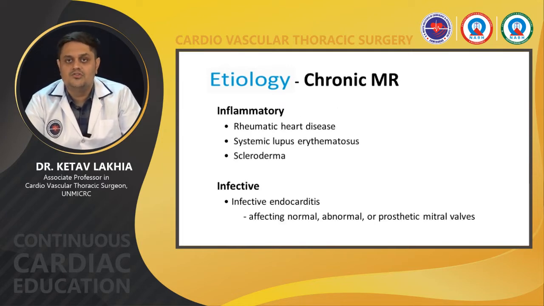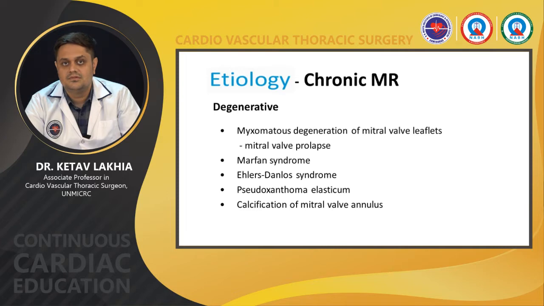Now coming to the etiology of chronic MR. It may be inflammatory causes like rheumatic heart disease, systemic lupus erythematosus or scleroderma, and infective causes like infective endocarditis affecting either normal, abnormal or prosthetic mitral valves. In the degenerative causes of chronic MR, it may be because of myxomatous degeneration of the mitral valve leaflets, that is mitral valve prolapse, Marfan syndrome, Ehlers-Danlos syndrome, pseudoxanthoma elasticum, or calcification of the mitral valve annulus.